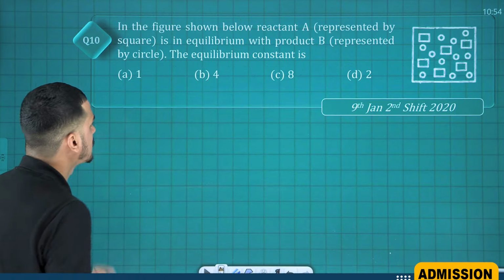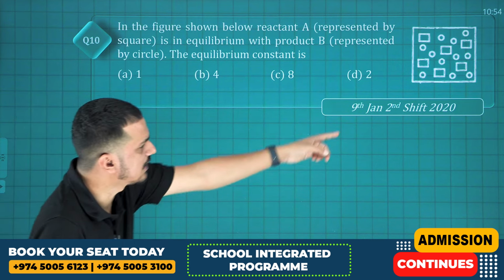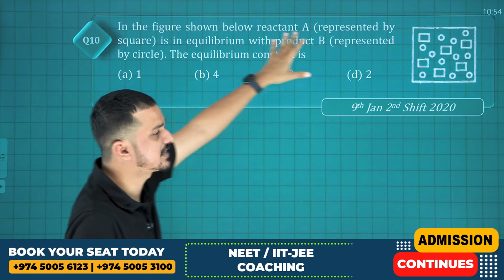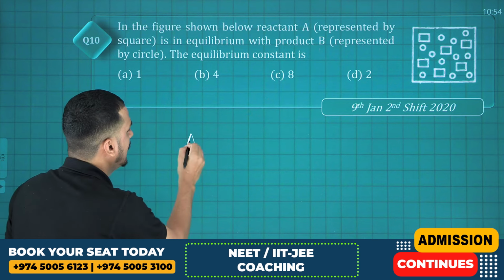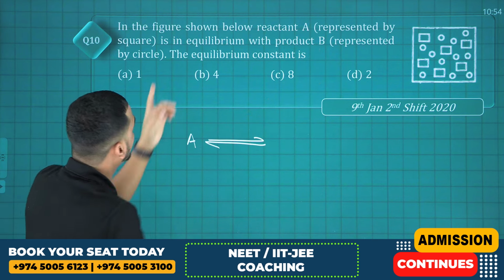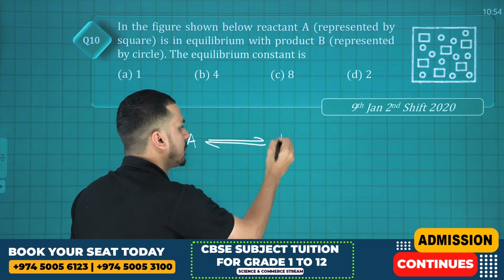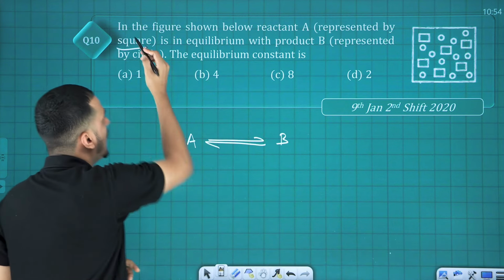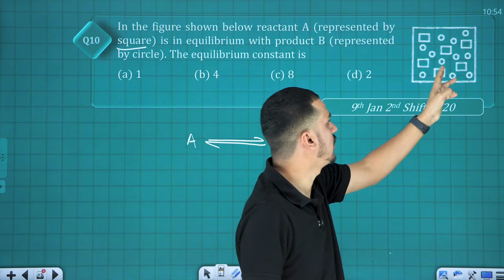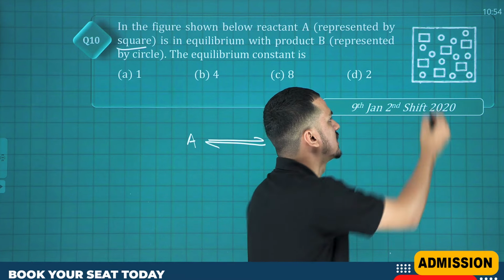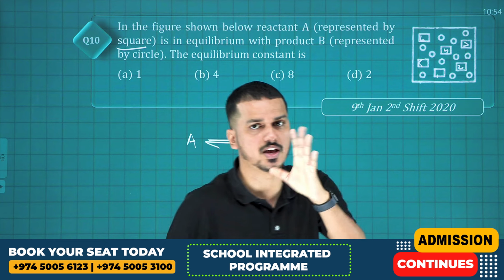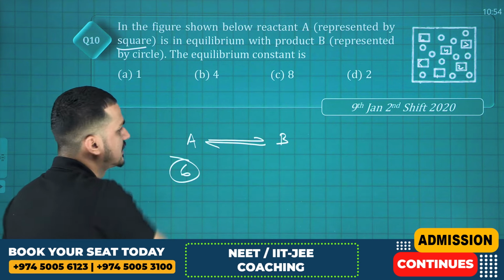Next question, question number 10. They asked in 2020 again. You can see in the figure shown below, reactant A is in equilibrium with the product B, and A is represented by a square. How many squares are here? 1, 2, 3, 4, 5, 6. 6 squares are there. So its concentration is 6.